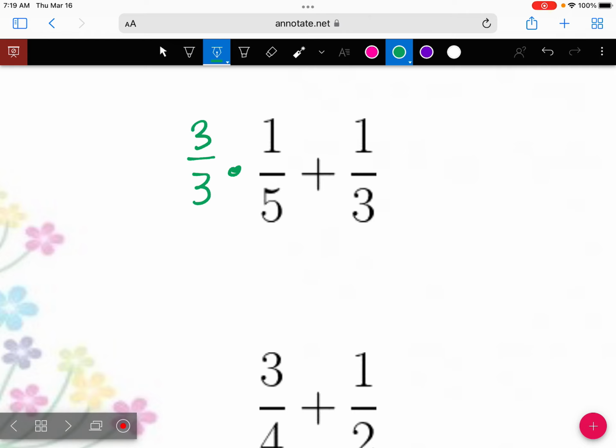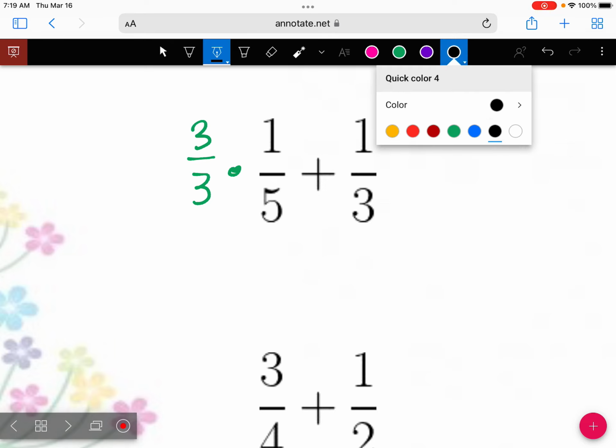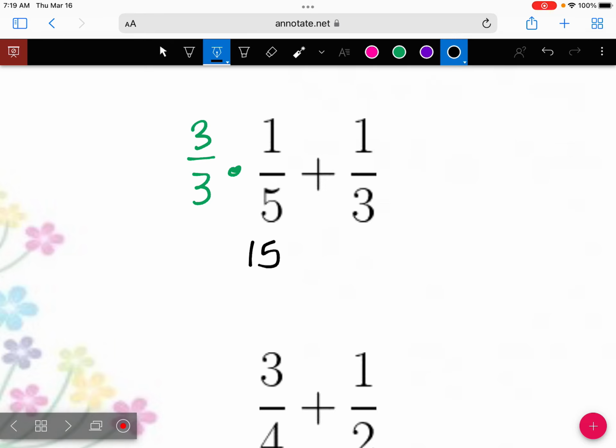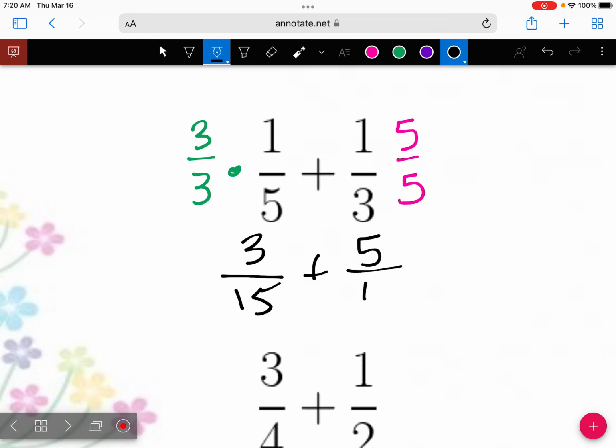So I'm going to take this guy times 3/3 in order to get 3 times 1 is 3, because I'm good at mathing. 3/15. And the right one, we multiply by 5/5 to get up to 15. So we're going to have 5/15. When we add those together, what do we get?